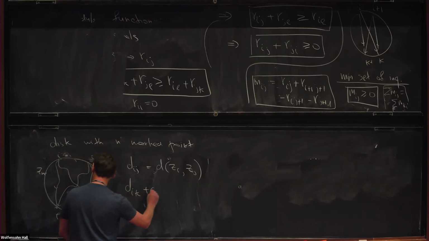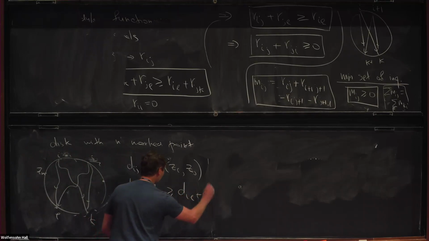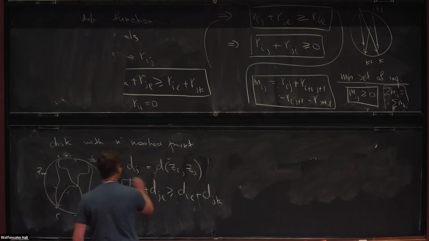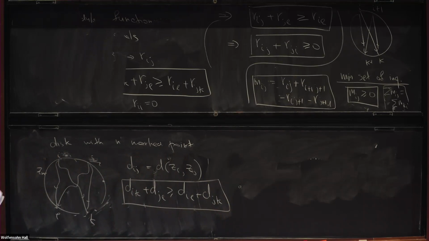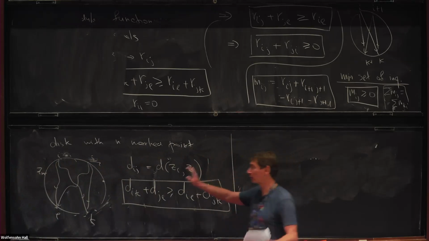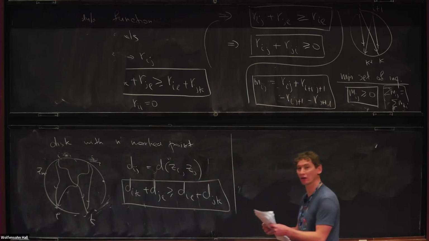dik plus djl greater or equal than dil plus djk. We get exactly these inequalities. So any asymmetric metric space on a disk with n marked points literally gives rise to a polypositroid. But we want to do something discrete. That's something smooth, continuous, some kind of general thing. We actually want to get combinatorics. So where do we get combinatorics from?